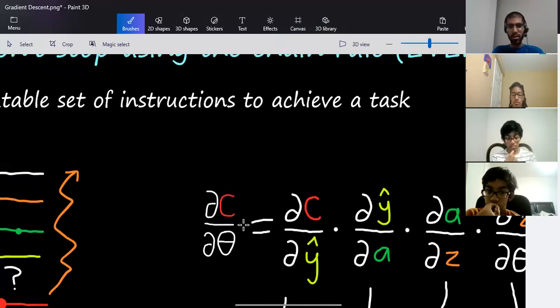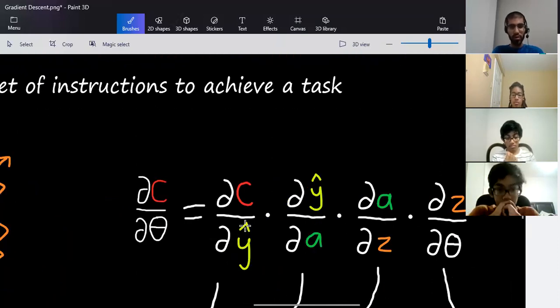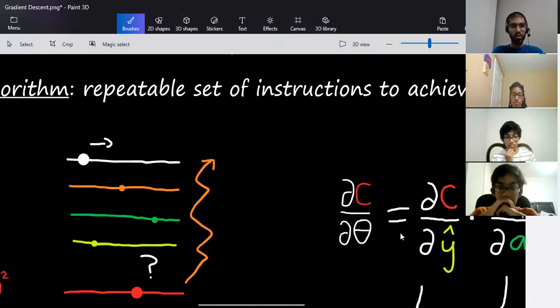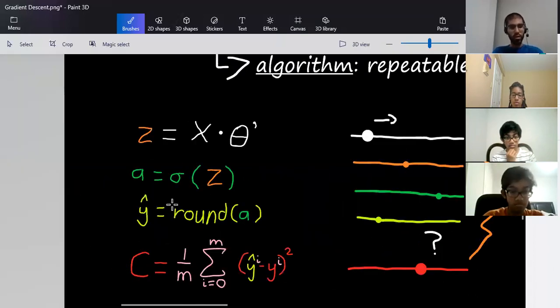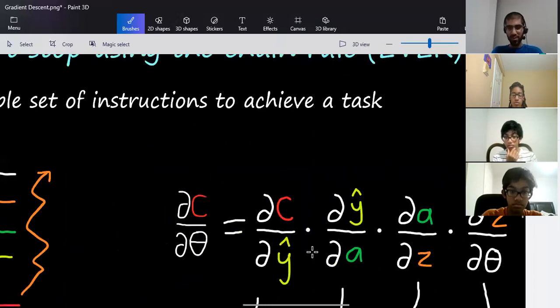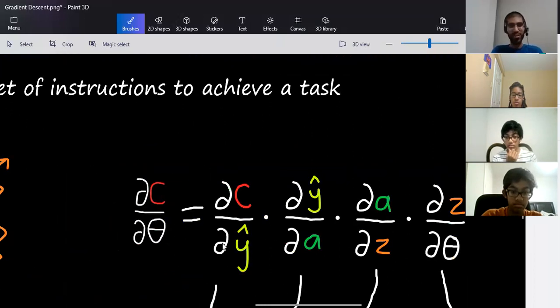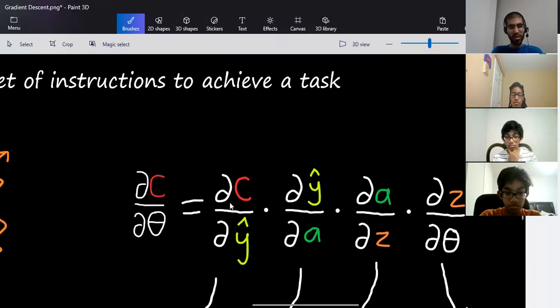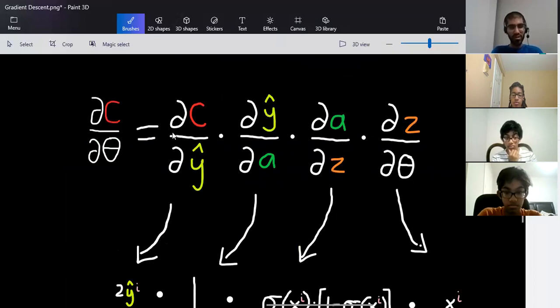And each of these terms, so partial C by partial y hat, partial y hat by partial a, all of these terms, we can calculate the derivative. And we can do that using the rules that I explained in the calculus lessons. So if you remember those rules, go ahead, try what these calculations are. You can literally calculate them yourselves, but I'm gonna do it for you for a second.